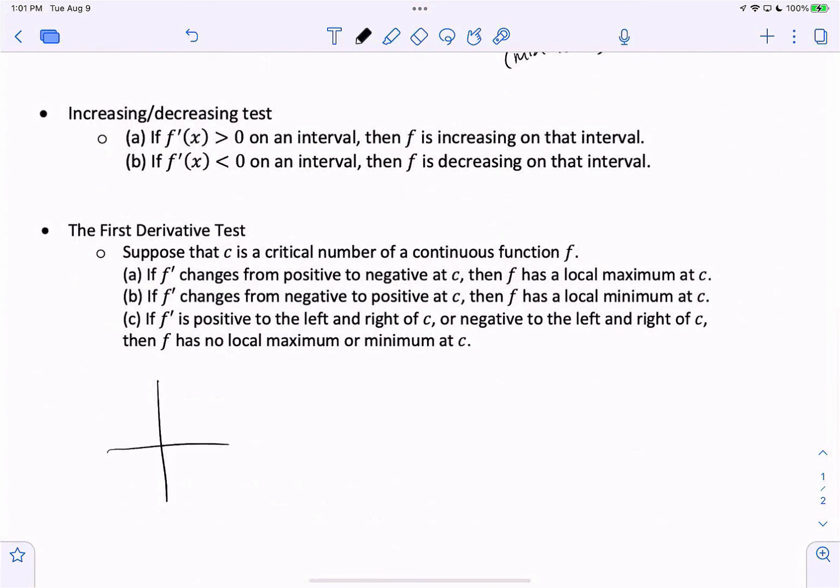And you can visualize this by thinking about y equals x cubed, right? At the origin here, we have f prime equal to 0, but the derivative is positive to the left of 0, positive to the right of 0. There's no local minimum or local maximum.